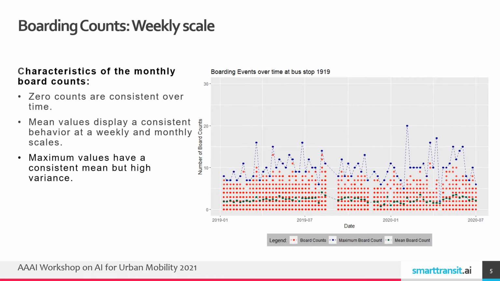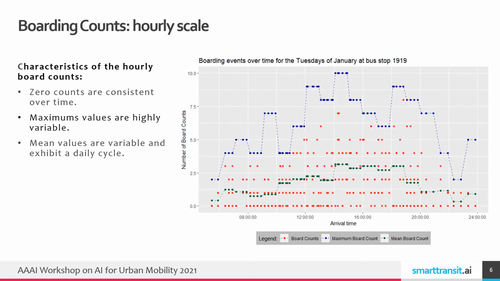For example, this figure shows the board counts over time of a particular route and direction ID at a bus stop. Clearly, zero counts and mean board counts are consistent over time. However, the mean board counts have low variability. In contrast, the maximum board counts are highly variable but fluctuate around a consistent mean. Hence, if we consider weeks as time units, we would not be able to capture the variability of board counts. But if we constrain the unit of time from weeks to hours of the day, we get a different pattern. In this case, we can see that the mean and maximum board counts have a greater variability and even exhibit a daily cycle.